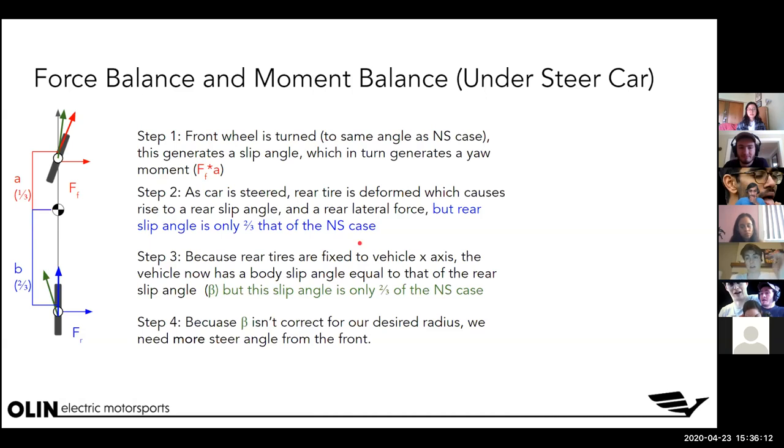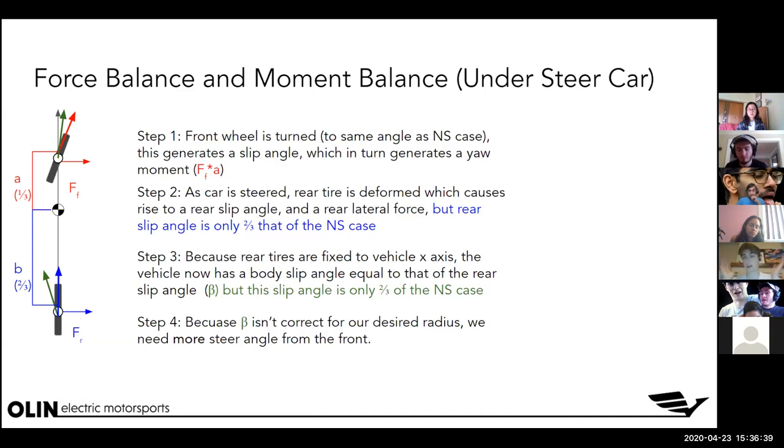So let's go through this again, the steps of what's happening in the turn. Let's assume that we are driving our understeer car now. Our center of mass is way forward. We're going into a turn, and we're going to take the same radius turn that we did in the neutral steer car. Let's say we go in and we turn our front wheels to the same steering angle that we did in the neutral steer case.